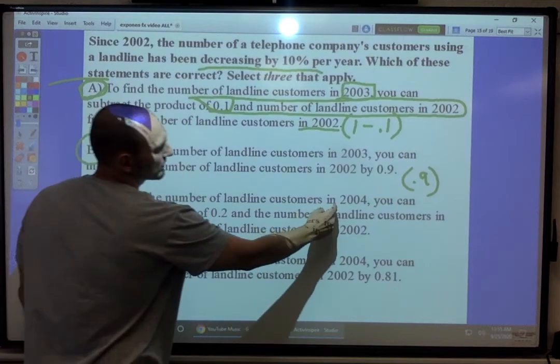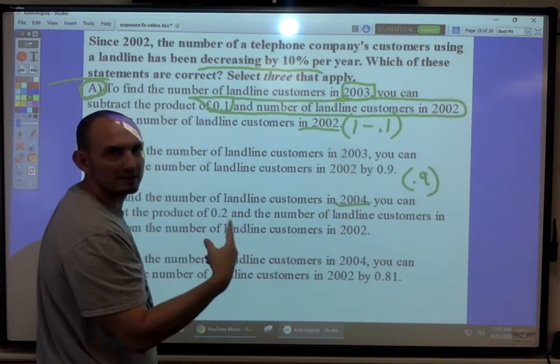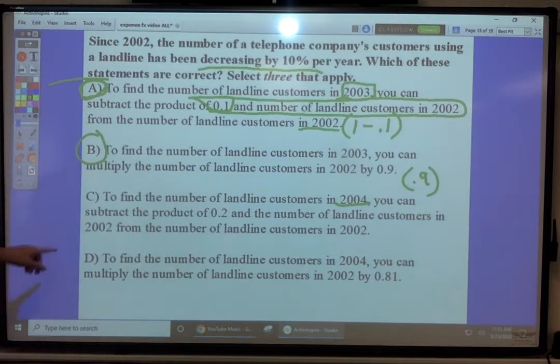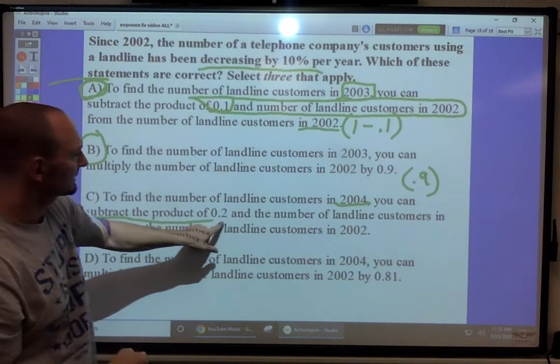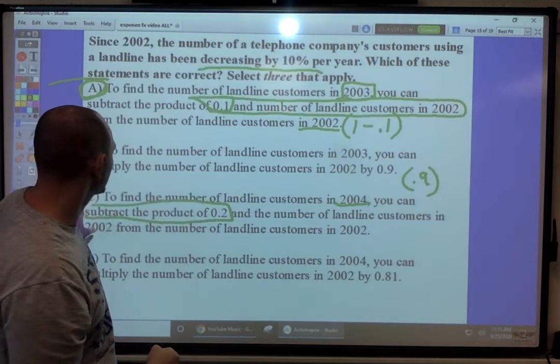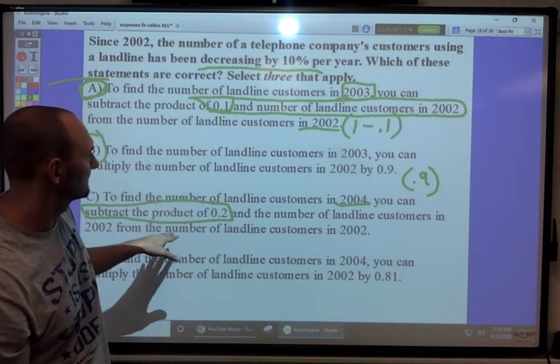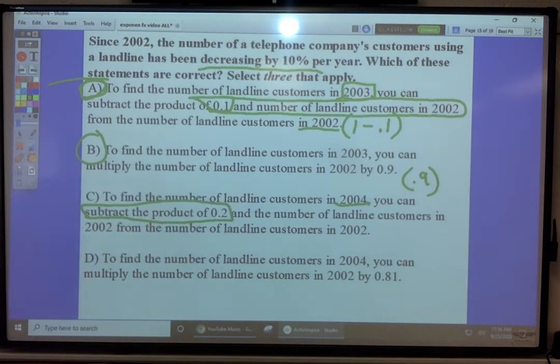So we want to know in 2004, which is when x is 2, can we subtract the product of that, so 20% of the first year, from the first year? So I don't think we're losing just 20% of the first year. That doesn't sound right. Let's look at the last one.